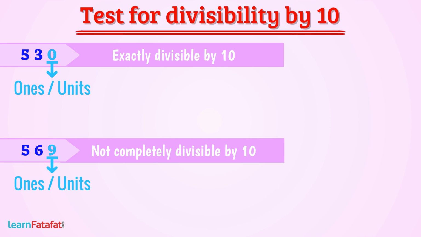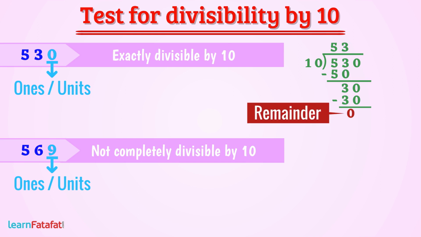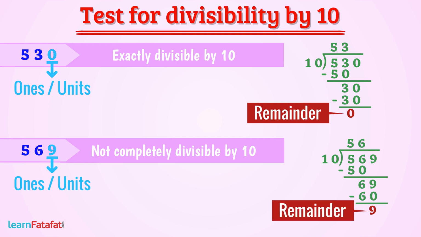Let's verify this. 530 divided by 10 is equal to 53 and remainder is 0. 569 divided by 10 is equal to 56 and remainder is 9.